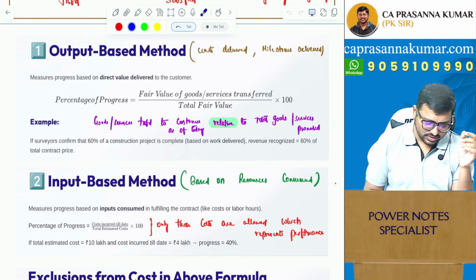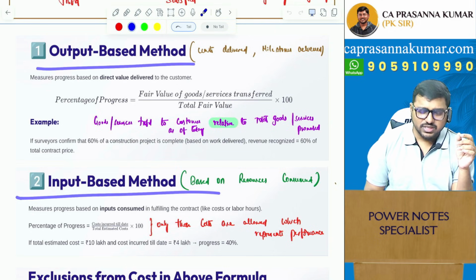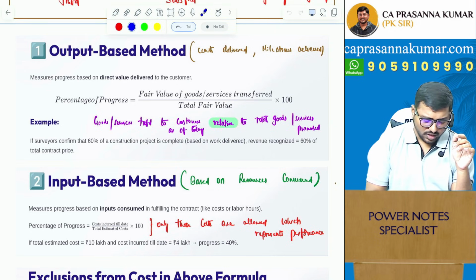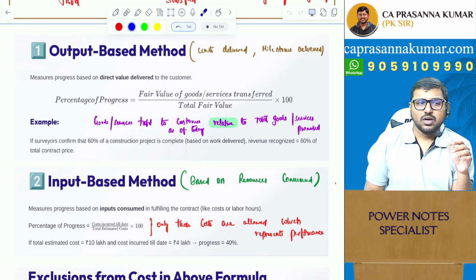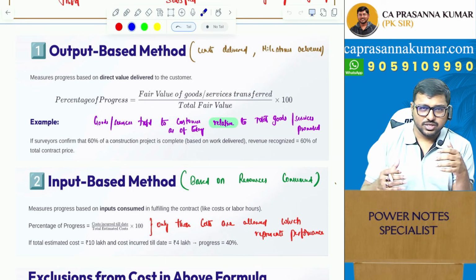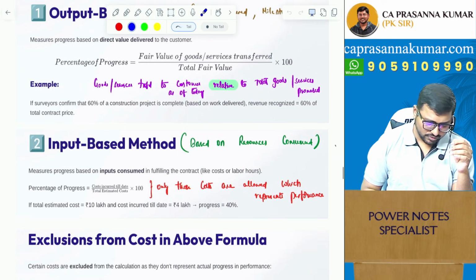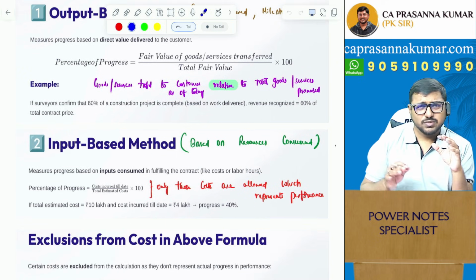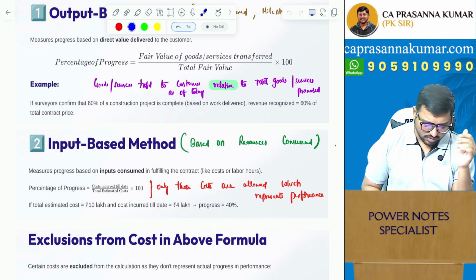Now the question is, what is the difference between output based method and input based method? Very simple, Anna. Output based method means you are trying to calculate the percentage of work completion from the point of view of revenue creation. Okay, revenue creation. So cost plus profit, that particular point of view. When it comes to input based method, this is purely based on cost. If you look at the formula also, you'll understand.